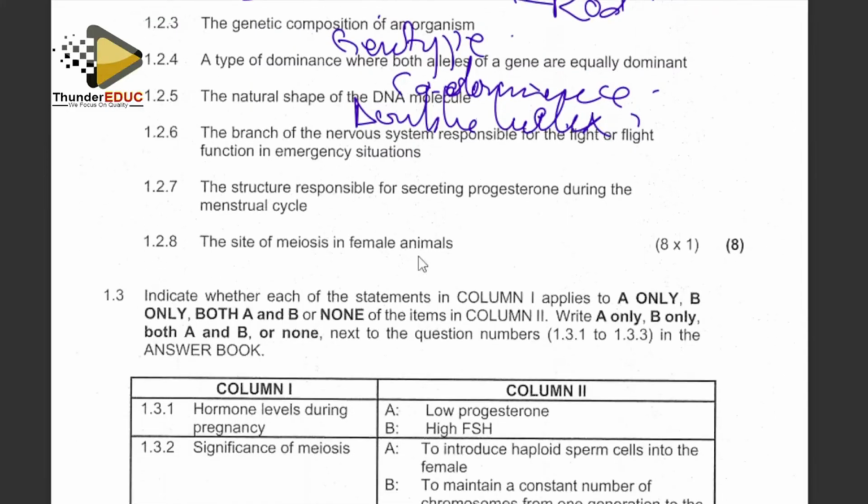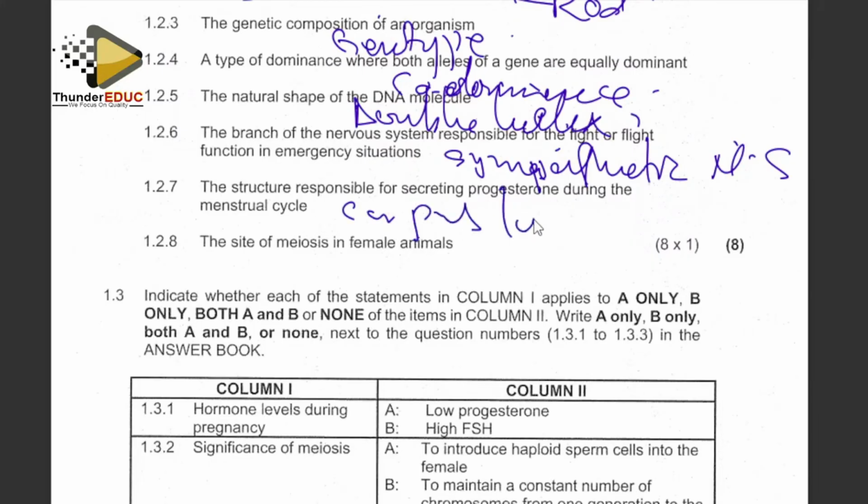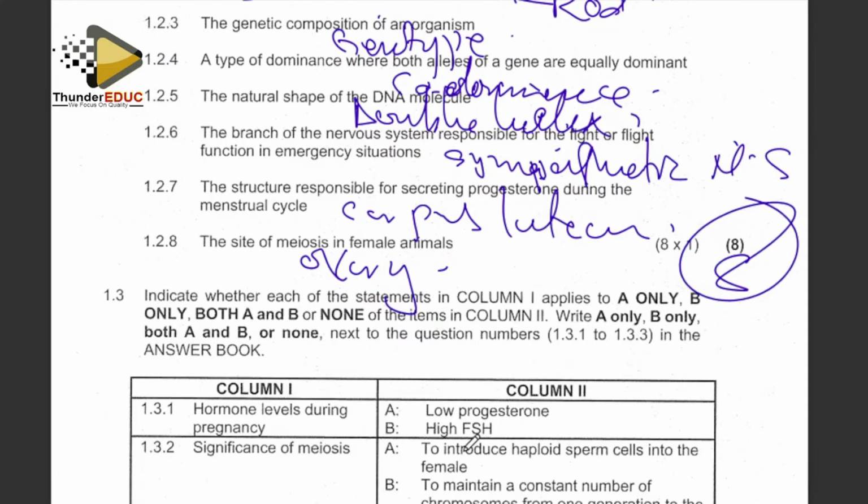They're saying the branch of the nervous system that is responsible for the fight or flight function in emergency, we call it the sympathetic nervous system. The structure responsible for secreting progesterone during the menstrual cycle, we call it corpus luteum. Site for meiosis in female, we call it ovary. Done. 8 out of 8. Who got 8 out of 8? We continue. Someone said helix. It's not helix, it's double helix.